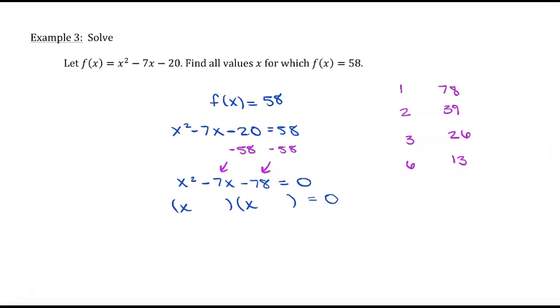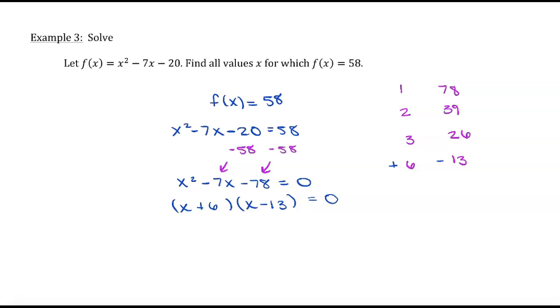Can you tell which pair of factors we should use and make one of them positive and one of them negative? 6 and 13 have a difference of 7. So if we make 6 positive and 13 negative, we'll have a product of negative 78 and a sum of negative 7. So our binomial factors are x plus 6 and x minus 13.